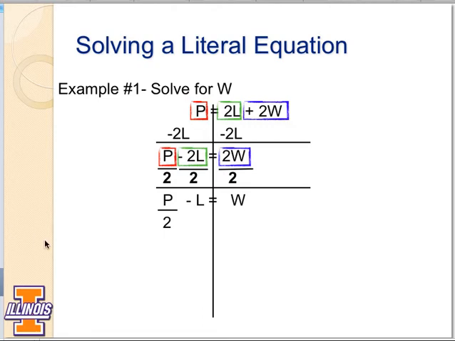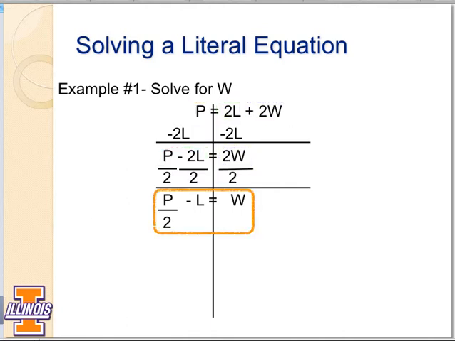So my final answer is p over 2 minus l equals w. And the reason that l doesn't have a 2 anymore is because the 2's cancel each other out. Very much the same way that the 2's cancel each other out here in front of the w. So the final answer is w equals p over 2 minus l.